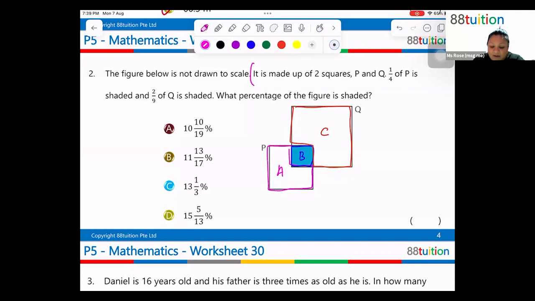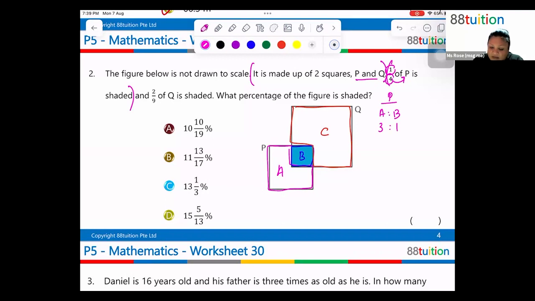Okay. Now, it is made up of 2 squares, P and Q. So 1 out of 4 of P is shaded. So P is made up of A and B. Because P is made up of A and B and 1 part here is shaded, B is shaded. 4 represents P, which is your A plus B. So A alone will be 3.